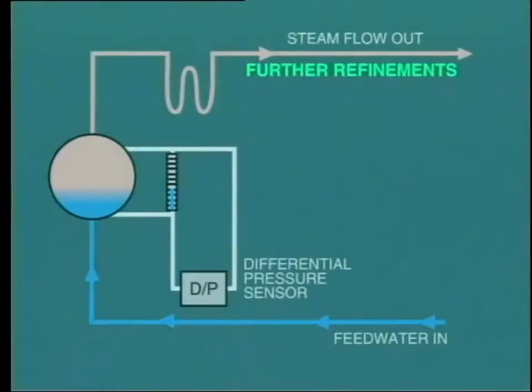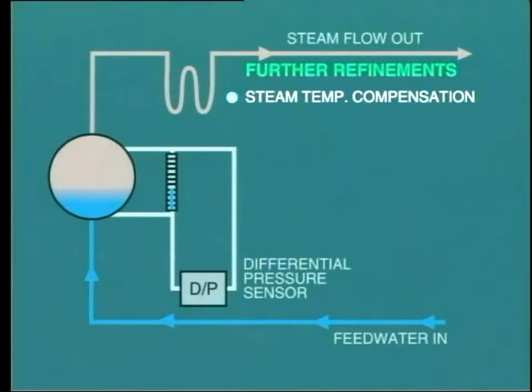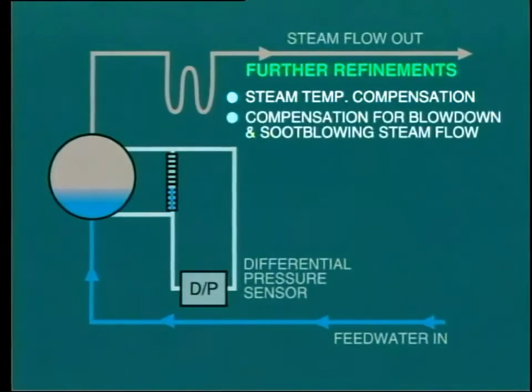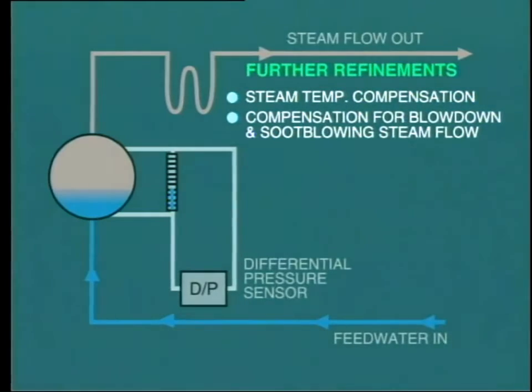Yet further refinements may be made to the water level control system, such as steam temperature compensation to provide more accurate measurement of steam flow, compensation for blowdown and soot-blowing steam flow when comparing output steam flow to input feedwater flow. You must make sure to thoroughly learn the automatic control systems installed on your boilers.